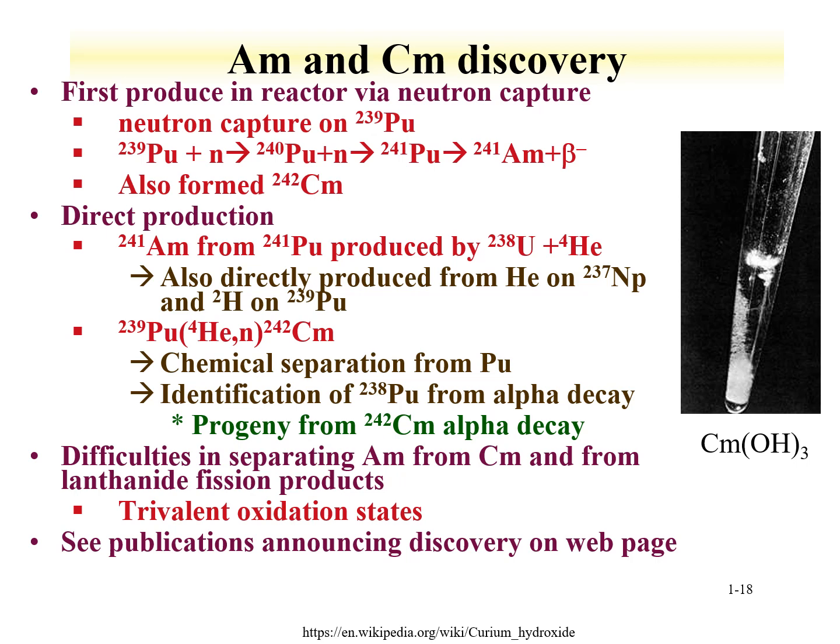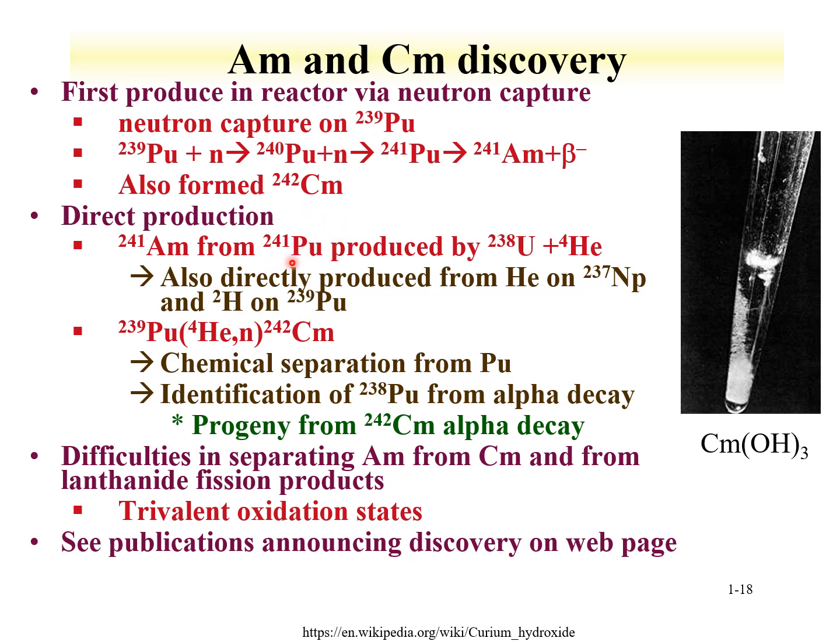For the transplutonium element discovery, americium and curium were first produced in a reactor by neutron capture. Uranium-238 would be in the reactor, gain a neutron, and make uranium-239, which decays to plutonium-239. That would capture a neutron and make plutonium-240. The plutonium-240 would capture a neutron, making plutonium-241, which would undergo beta decay to americium-241. There would also be subsequent neutron capture to curium-242. There are also routes for doing direct production.